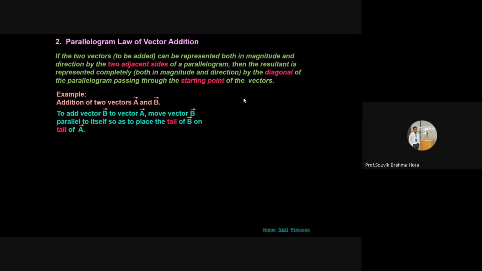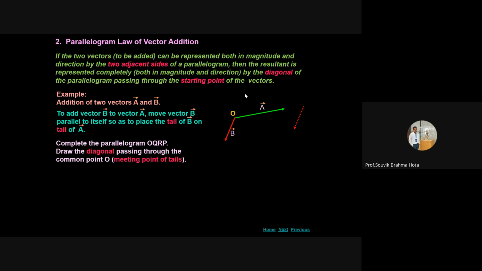To add vector B to vector A, move vector B parallel to itself so that the tail of B coincides with the tail of A. So if I do like this, see, now complete the parallelogram. You need to complete it.